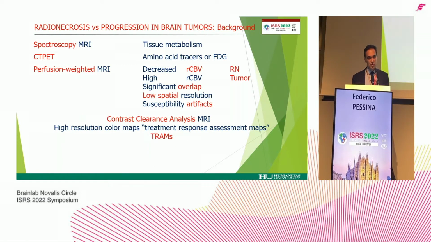So, a promising tool, which is the issue I'm talking to you about today, contrast clearance analysis, could be promising in the possibility to distinguish between radiation necrosis and tumor progression. What is contrast clearance analysis? It's an MRI technique with, as we will see, two different MRI acquisitions, able to reproduce, construct and fuse color maps that are called treatment response assessment maps, with the acronym TRAMs.